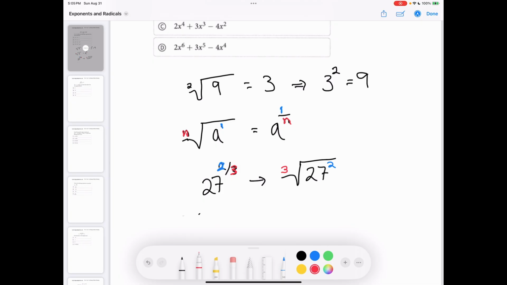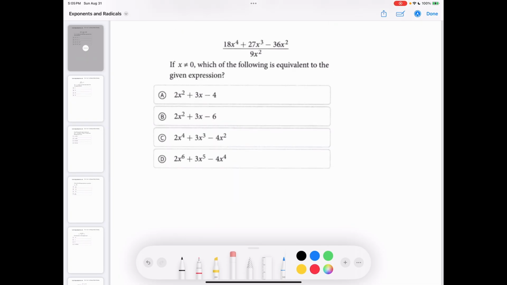Let's start with the first one. We have 18x to the 4th plus 27x to the 3rd minus 36x squared, all of that divided by 9x squared. And they're saying if x is not equal to 0, which of the following is equivalent to the given expression?